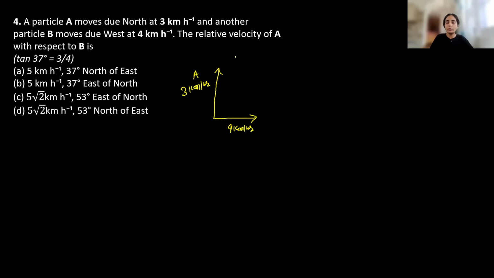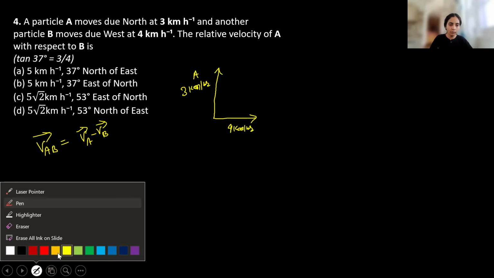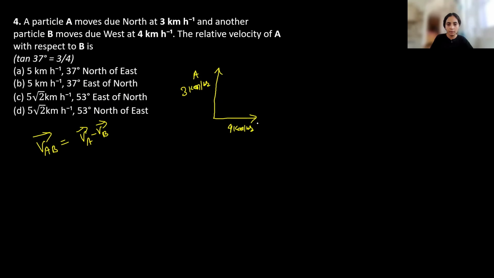The relative velocity of A with respect to B. So VAB you have to calculate. So VA minus VB you need to do. Okay, so VA is in which direction? Towards north, and minus VB. This is the B direction, right? So minus VB will be in this direction.